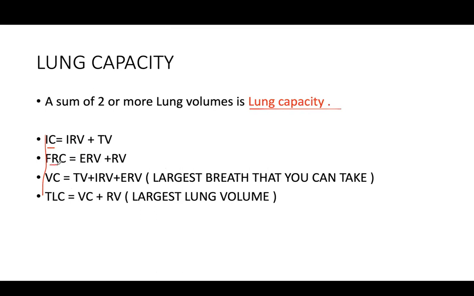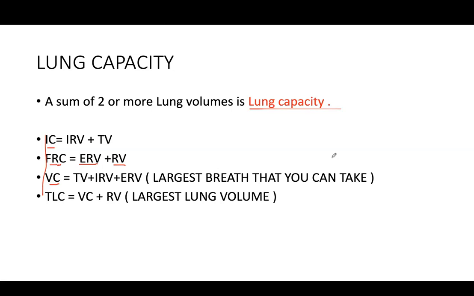The functional residual capacity is the amount of air that's left if you do a normal exhalation, no excess exhalation, nothing extra, just normal. That's equal to the expiratory reserve volume plus the residual volume. This is what would be left in the lungs if you did normal expiration. Now we have vital capacity, and this is very important because it's the largest breath that you can take. So let's have a situation now. There's a person who exhaled maximally, like he removed all the air from his lungs. Like there's only the residual volume left. Now this person is breathing again. He wants to inhale. How much is he going to be able to inhale? He can inhale the tidal volume, inspiratory reserve volume, and expiratory reserve volume.